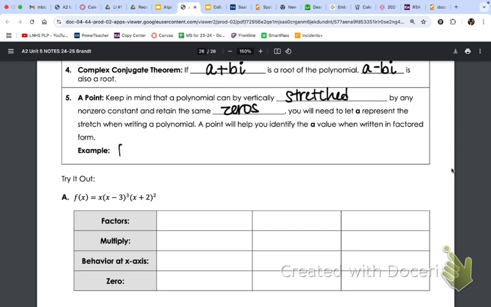So for example, if I have something like this, f of x is equal to a, and this is what we're doing today, x minus 1, I don't know, x plus 2. What you will do today is plug in a point and solve for a.